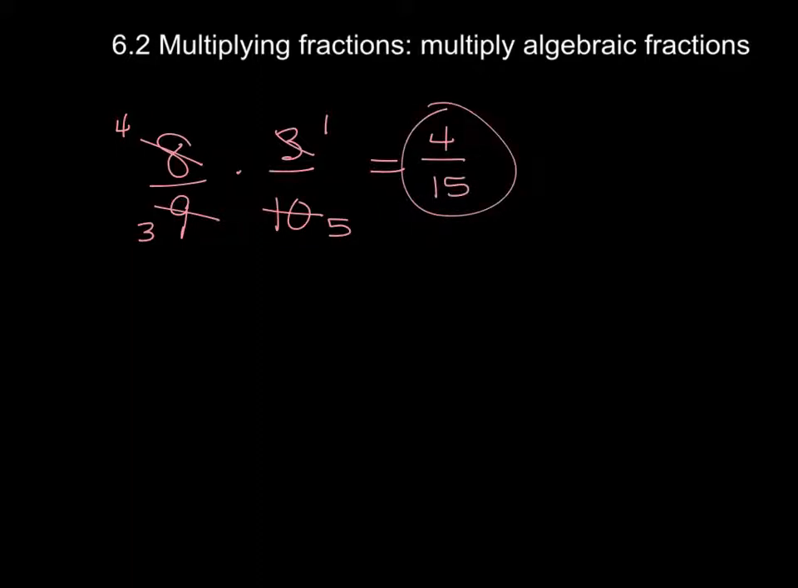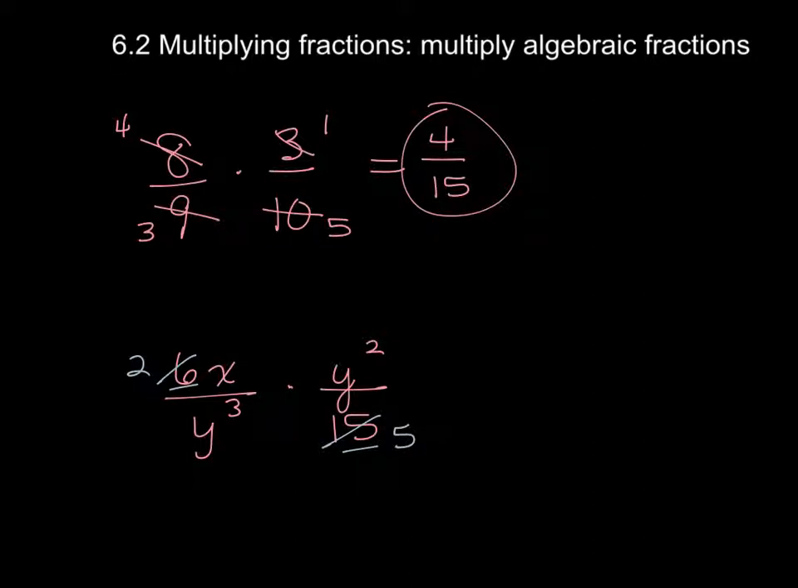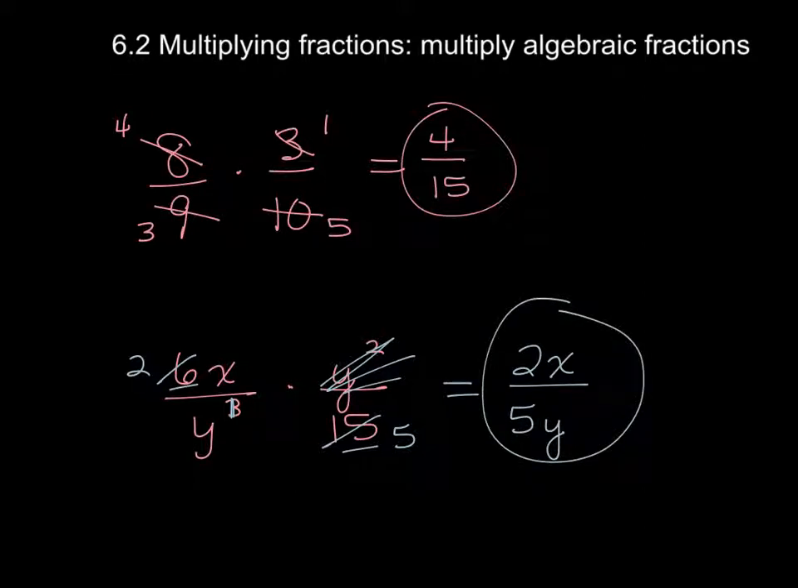Now let's go ahead and look at something like 6x over y cubed times y squared over 15. So again, we can cross-simplify or cross-reduce on these. My 6 and my 15 are both divisible by 3, so 6 divided by 3 is 2, 15 divided by 3 is 5. I have a y squared up here and a y cubed down here, so these can cancel out. If I take y squared away, I just have y to the first here. If I multiply across the top, I get 2x. Across the bottom, I just get 5y.